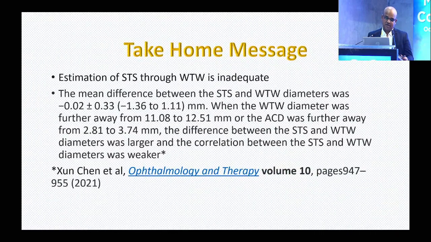The ideal way is that we need to measure sulcus to sulcus for ICL placement. But we are measuring white to white as a surrogate measure. There is a study by Chen et al., published in 2021. In the extremes of white to white, that is 11.08 to 12.5, it becomes unpredictable. That is what they are saying. But in our case, although it is within that range, we faced problems. One is undersized, one is oversized. So we need to be very careful and aware of this problem.